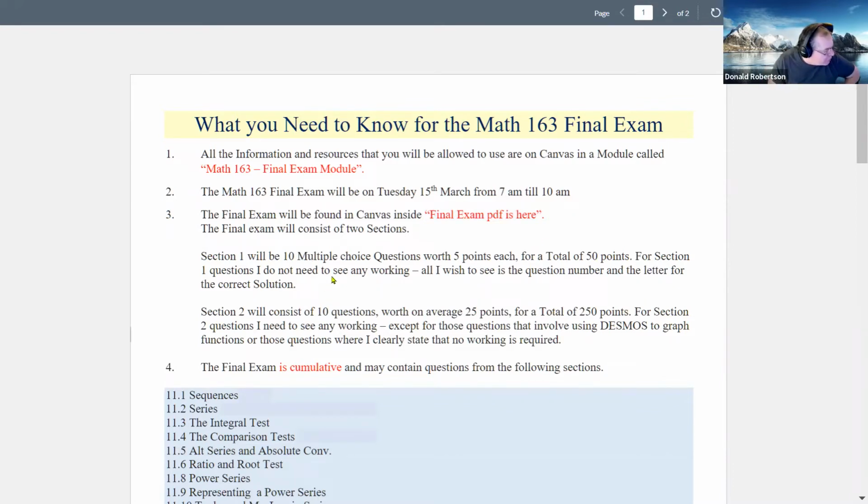Your final is going to consist of 2 pieces. Section 1 is going to be 10 multiple choice, the A, B, C, D, pick the right letter ones. 5 points each, total of 50. I do not need to or want to see any working for those questions. All I want to see is number 2 is A, number 3 is D, right? That's all I want to see.